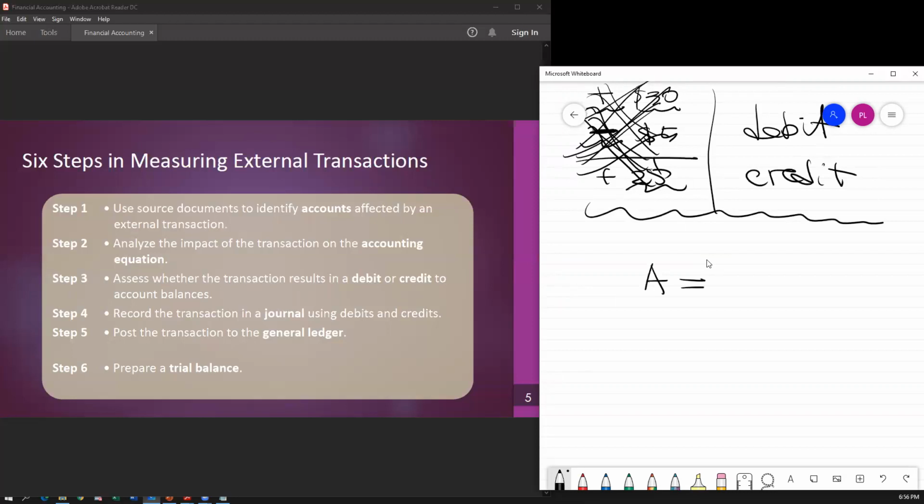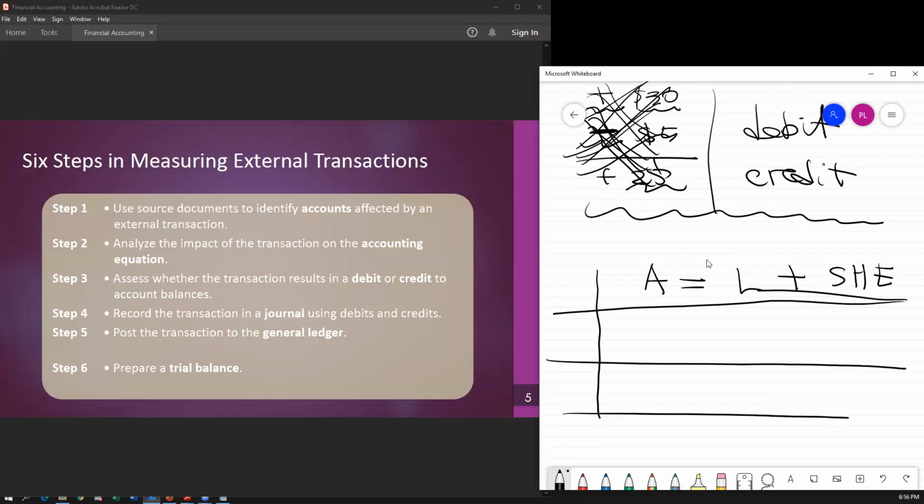So we have assets equals liability plus shareholders' equity, and we have a table here. So let's say we have an increase and decrease, okay? This table is very important. You have to memorize this. I cannot emphasize more than other areas of the accounting field. This table is going to be something that you will be using for the rest of your accounting career, okay?